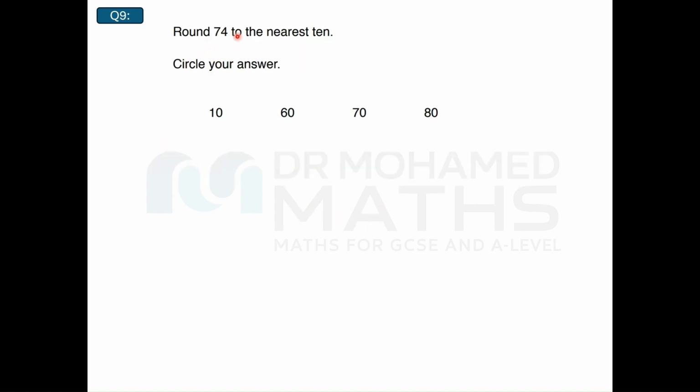Here, round 74 to the nearest 10. Nearest 10s means 70, 60, 50, 40, and so on. So let's check. 7 is in the 10s place, 4 is in the 1s place here. So we have to leave 7 and check the next digit here, which is 4. And again, let's check if 4 is less than 5, equal to 5, or greater than 5. It's less than 5. That means I will turn 4 into 0 and keep 7 as it is. So the answer would be 70, as you can see here.